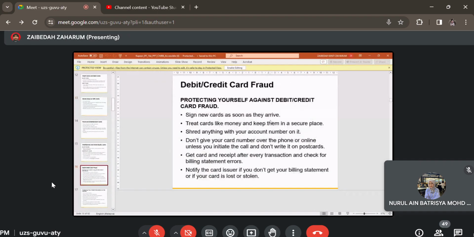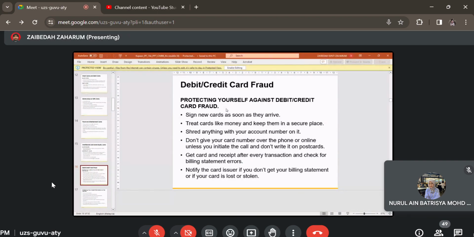Alright. Now we go to the debit or credit card fraud. Okay. So sini, okay, we have to protect ourselves against debit or credit card fraud. Sekarang ni macam-macam scammer lah, okay. Ada orang call you or cakap you ada buat transaksi sebanyak berapa, okay. Sekiranya ni dia suruh you tekan nombor ni, nombor tu, dia macam-macam lah scammer ni, okay. So in order we want to protect ourselves, okay, you have to do this lah.